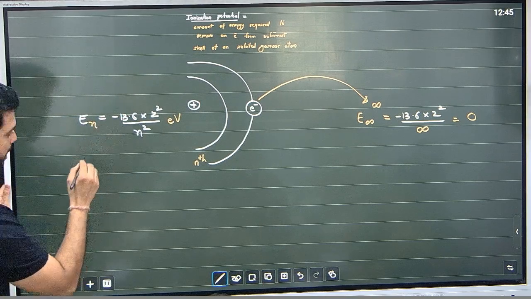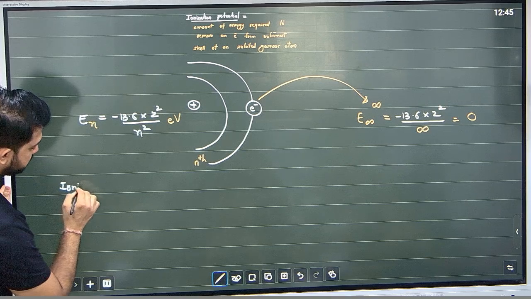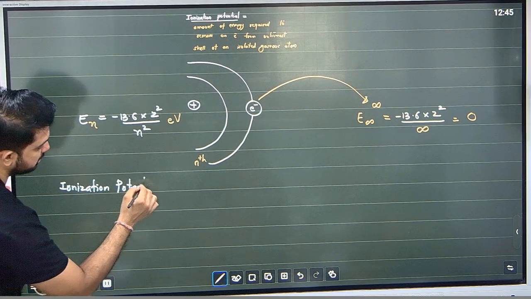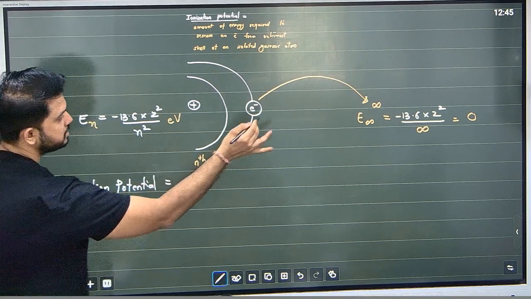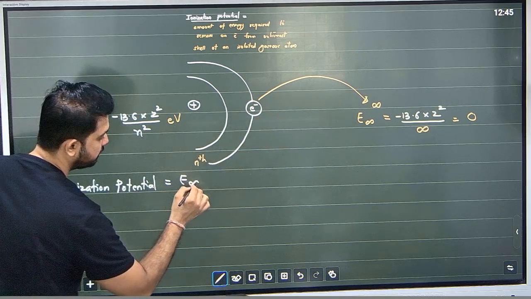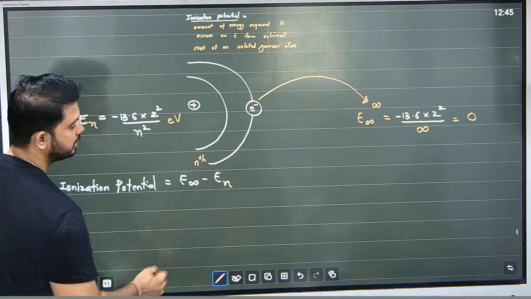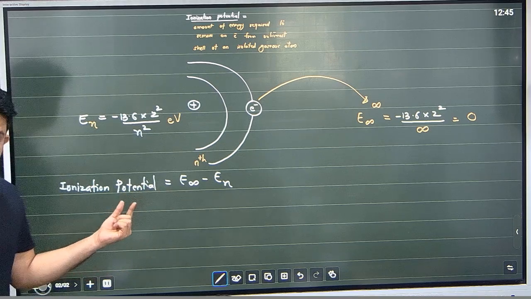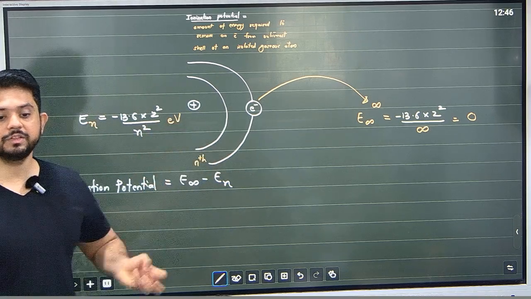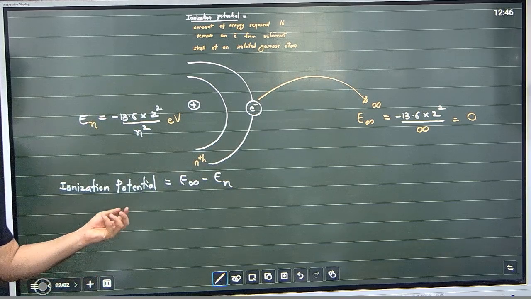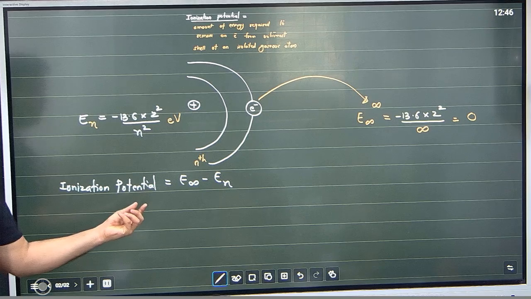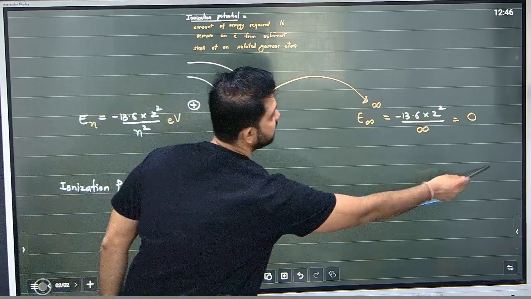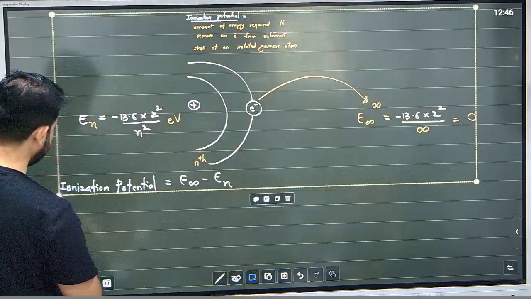So what will now be ionization potential or ionization energy? The energy in the infinite orbit minus energy in the nth orbit. This is the amount of energy that you have to supply in order to remove the electron. We'll do this thoda aur. I repeat, you're going from one shell to the other. How do we find the amount of energy required to go from one shell to the other?